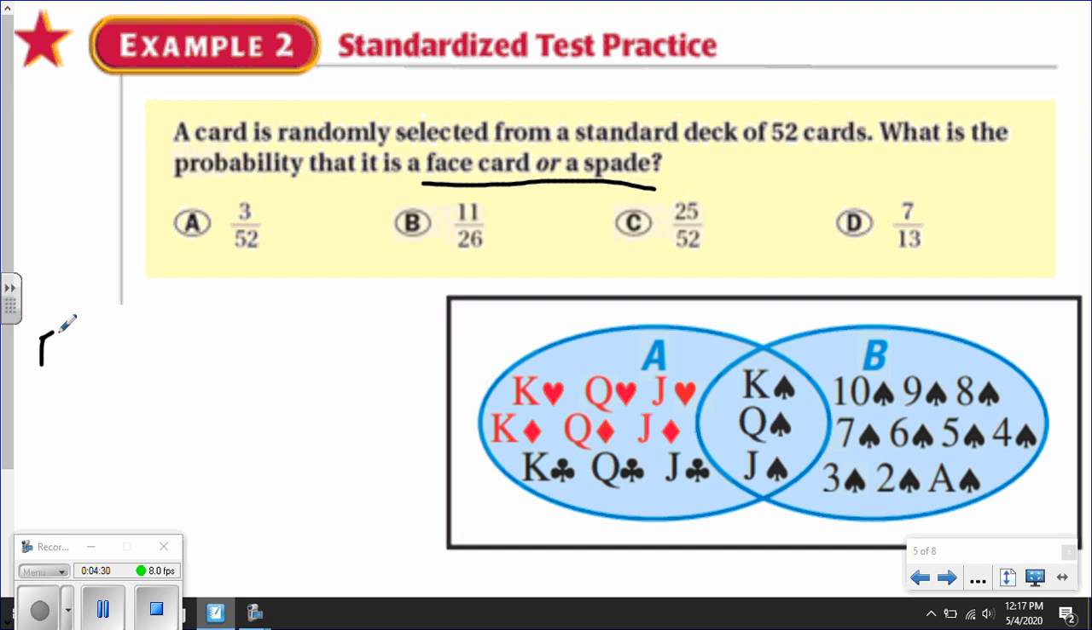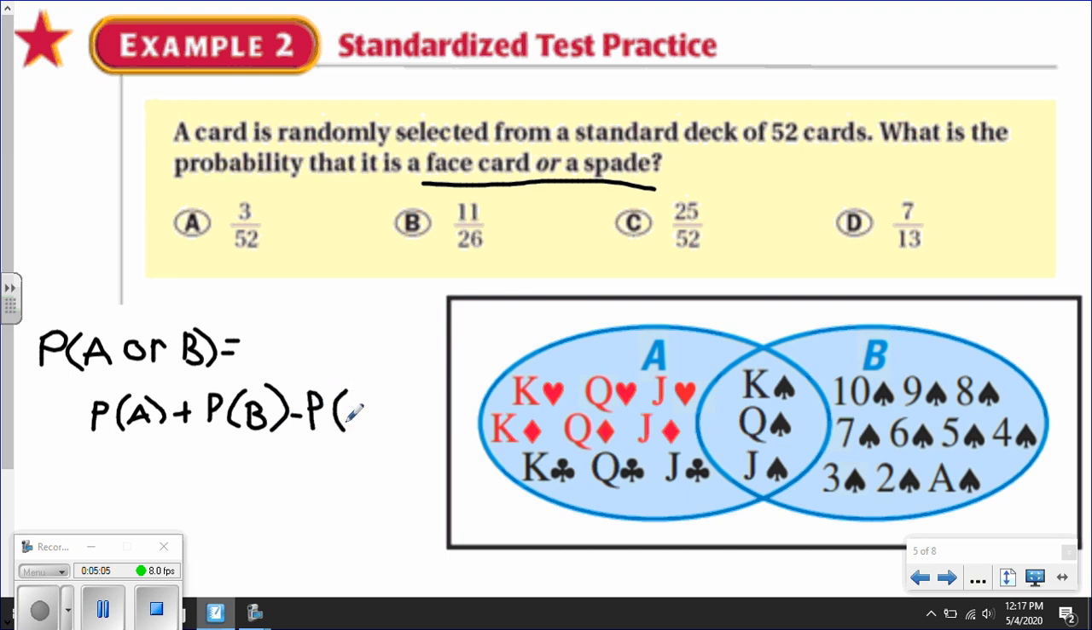So the probability of A or B is going to equal the probability of A plus the probability of B and minus the probability of A and B occurring, that overlapping event, A and B.